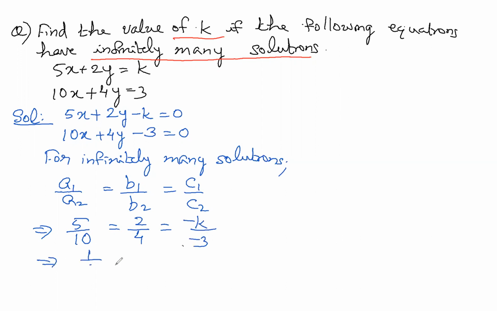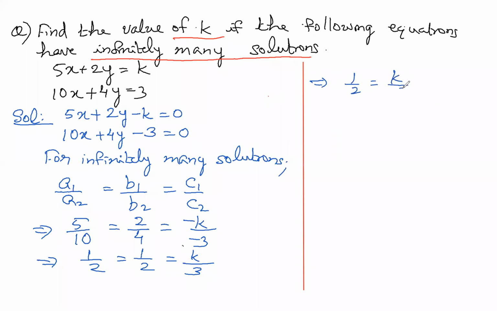5 by 10 is 1 by 2 and 2 by 4 is also 1 by 2, equal to k by 3. So 1 by 2 is equal to k by 3. Okay, 1 by 2 is equal to k by 3 means you will write 2k is equal to 3. And what is the value of k? K is equal to 3 by 2. So this is the value of k. K is equal to 3 by 2.